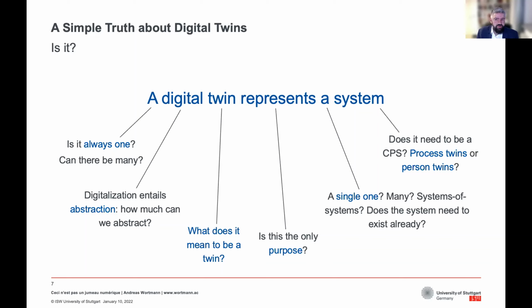So for instance, if you think about building a digital system of a cyber-physical, that is a real-world system that operates continuously, there will be abstraction. So digitalization entails abstraction. And we need to think about how much we want to be able to abstract, or how much abstraction we want to allow to call the system that we look at still a digital twin. On the other hand, we don't know what it means to be a twin. The term twin is not defined for software systems yet.